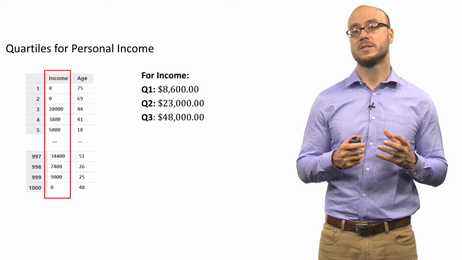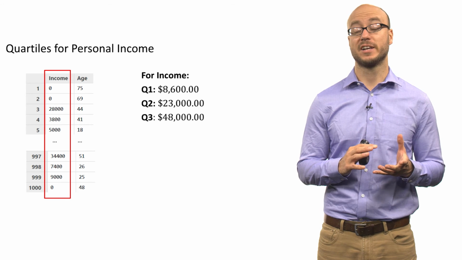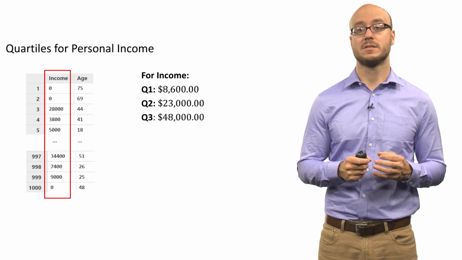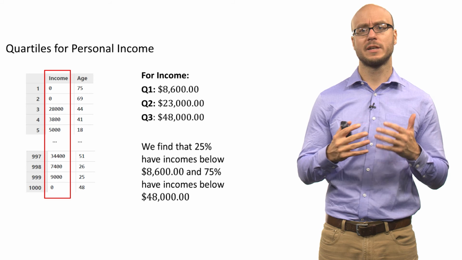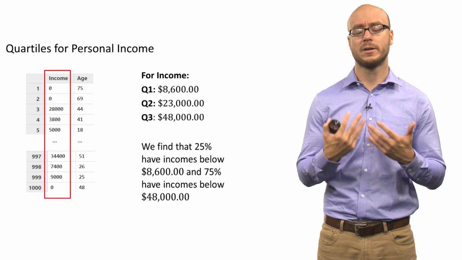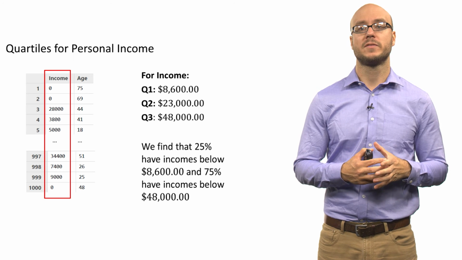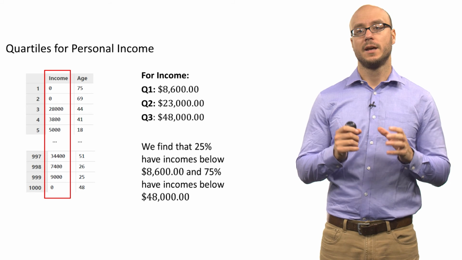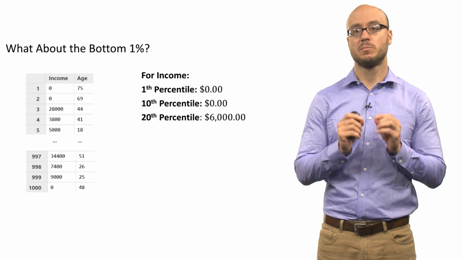The third quartile, the 75th percentile, is $48,000. So that means 75% of Americans make less than $48,000 each year. So you can see that we're getting an understanding of the overall distribution in terms of income in the United States. But we might also want to look at specific percentiles, smaller chunks.